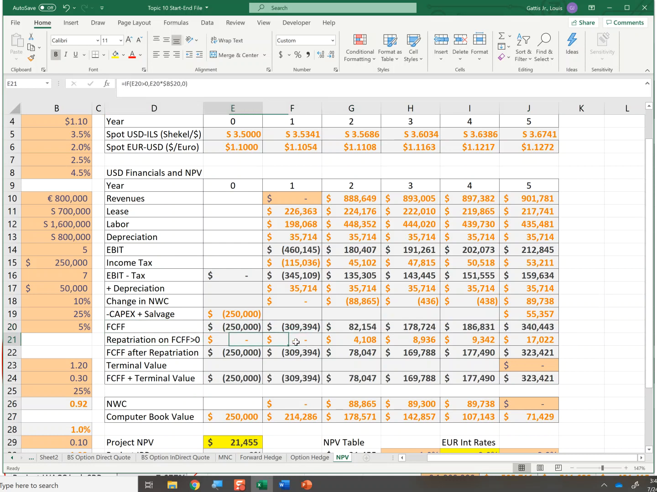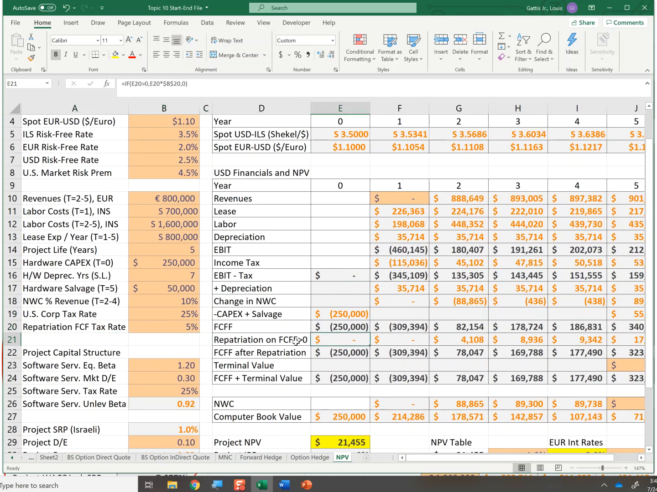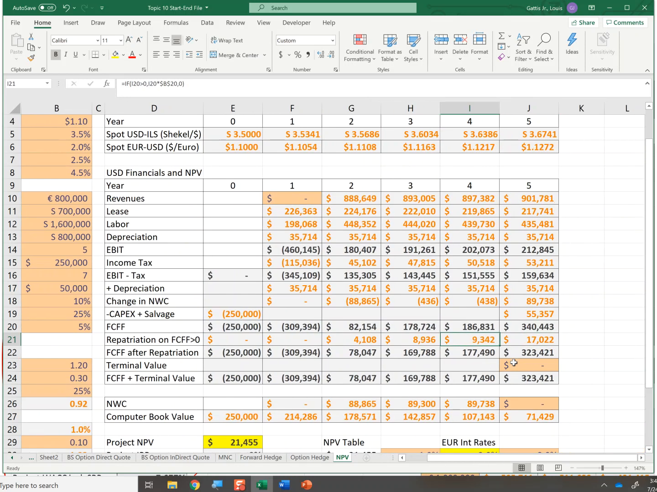Repatriation tax is 5% on positive cash flows returning back to the country. So I have a little if-then statement. If the free cash flow is positive, put in 5% of the free cash flow, else make it 0. So you notice there's no negative taxes on this. And there I have my free cash flows after repatriation. There's no terminal value, so those are my free cash flows. So I just need to take the net present value, or IRR, of this last row.